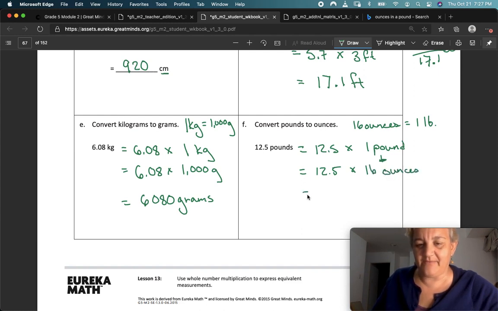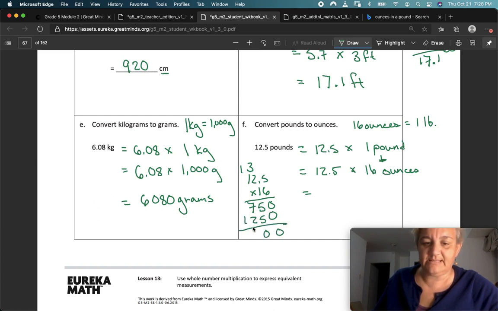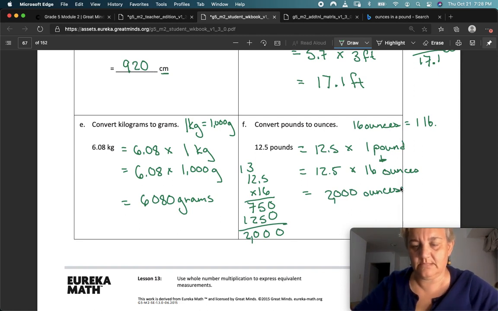And now I have a math problem. I am going to stack this one: 12.5 times 16. Okay. 6 times 5 is 30. Carry the 3. 6 times 2 is 12, plus 3 is 15. Carry the 1. 6 times 1 is 6, plus 1 is 7. Then drop the 0. 5, 2, 1. And 0, 8, 9, 10. Carry the 1 is 2,000. I have 2,000 ounces. Cool. All right.